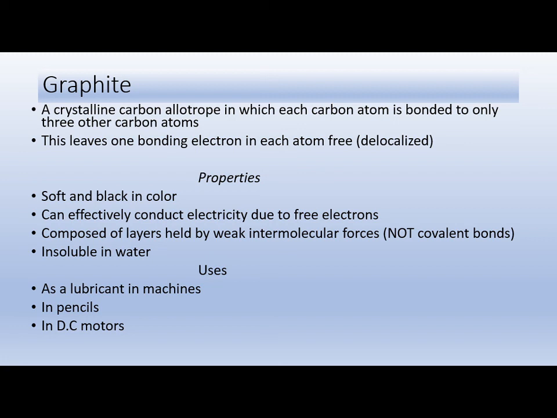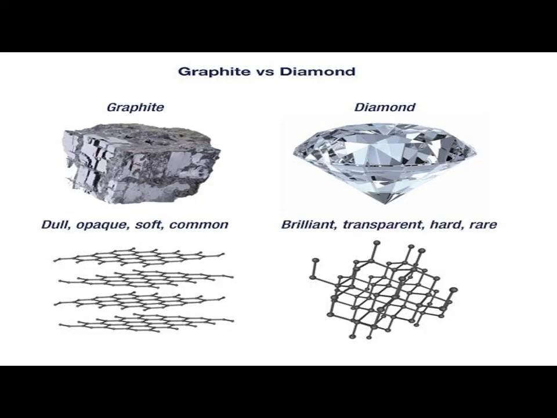Used in pencils. The pencil center part, the one that's used to write, is actually a very perfect example of graphite. And also in DC motors and DC generators. In DC motors, you find brushes that are made of carbon. Those are the structural appearances of the two. There we have graphite, there we have diamond.